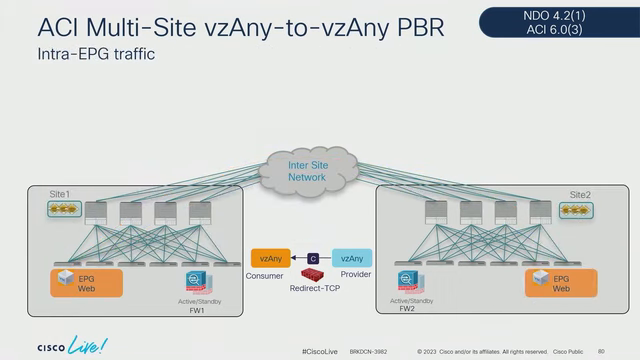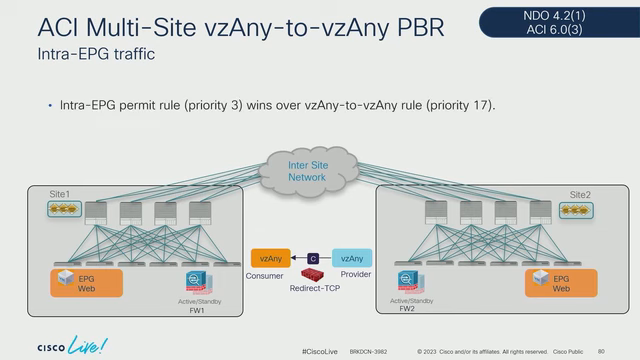And then the last topic is, what if you want to bypass firewall? Because VXLAN to VXLAN PBR basically redirects all of the inter-EPG traffic in the VRF. But you might want to bypass some firewall. I'm going to talk about two use cases.